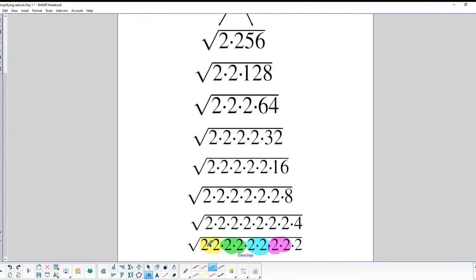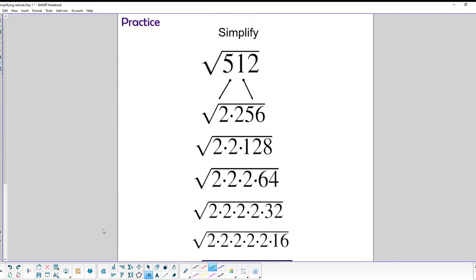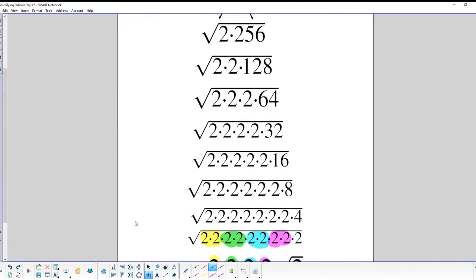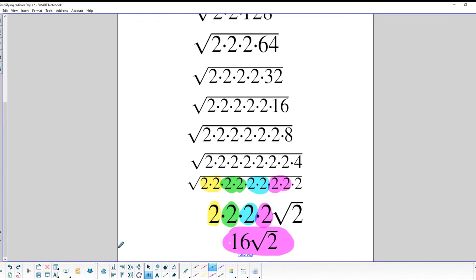Well, if we notice, we've got 1, 2, 3, 4 pairs of 2s, and so we are going to take one of each of those pairs of 2s out front. One from the yellow, one from the green, one from the blue, one from the pink. We're basically taking the square root of 4, the square root of 4, the square root of 4, the square root of 4, and all of those are 2s. Now, when we multiply 2 times 2 times 2 times 2, what do we get? We get 16. So our final simplified radical is 16 times the square root of 2.